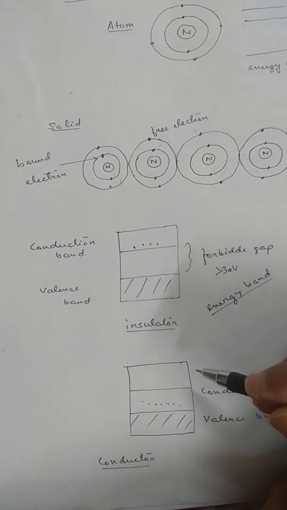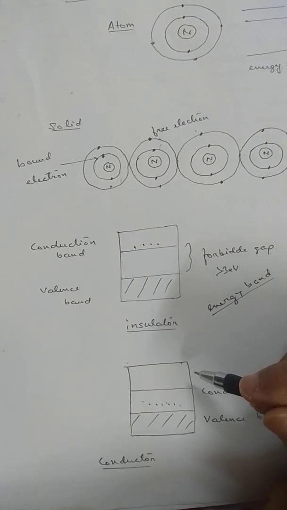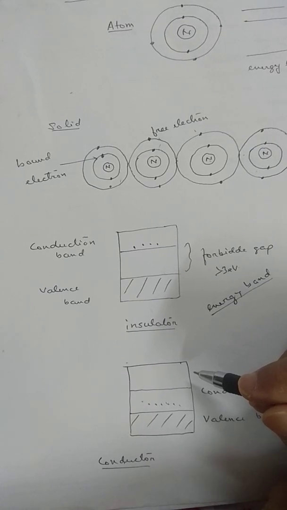During the discussion of electronics, we mainly discussed how the energy band is formed in solids.